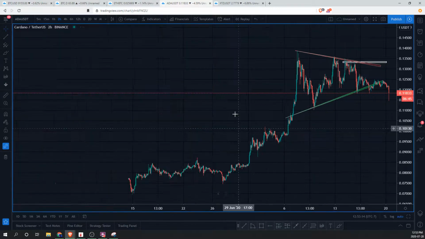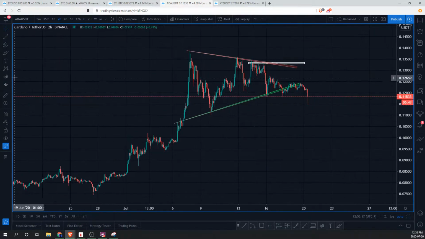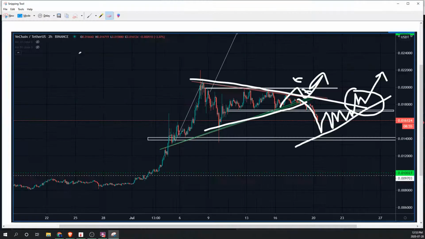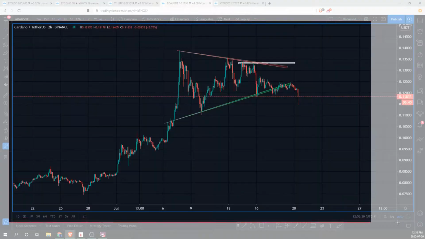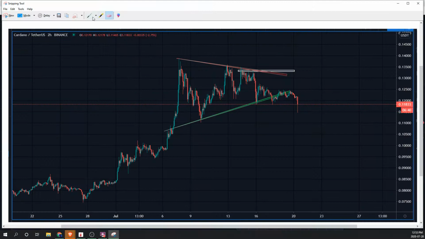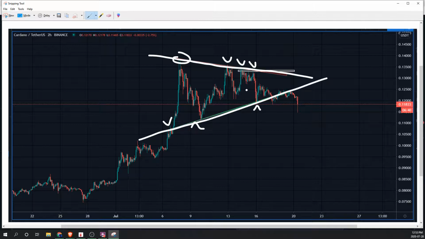Cardano is very similar. We did see this nice symmetrical triangle. It would have been really nice to see a continuation because this was actually a very well-respected pattern. We see our anchor point right here, 2, 3, 4. This is a key level of resistance, and we see 1, 2, 3. This is a key level of support. It would have been nice to see something like that, where you see a previous level of resistance turn support after breaking the symmetrical triangle to the upside.